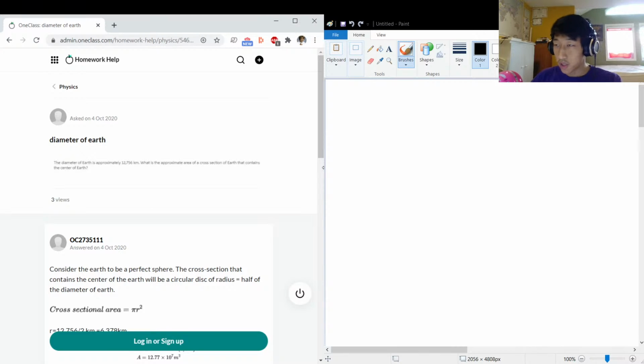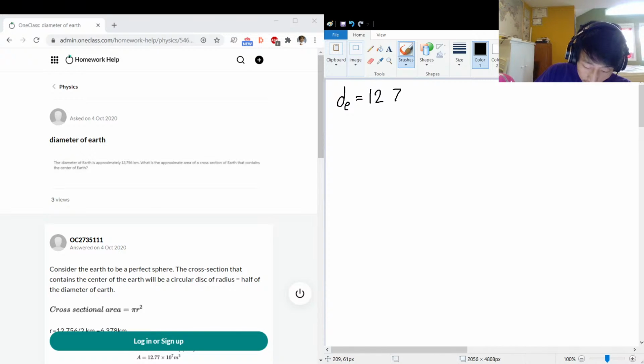Okay, so the first question that we got on the menu today says diameter of the Earth, but there's a little attached image here that says diameter of Earth. So let's just call that diameter, D, E, Earth. Makes sense to me. That is equal to 12,756 kilometers.